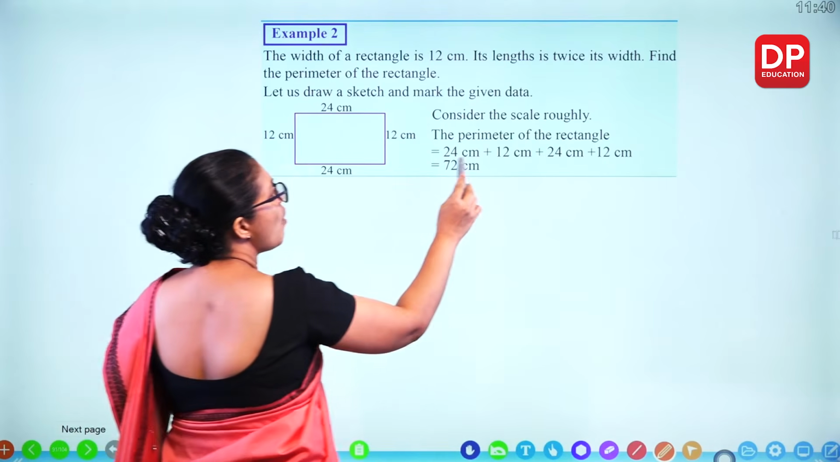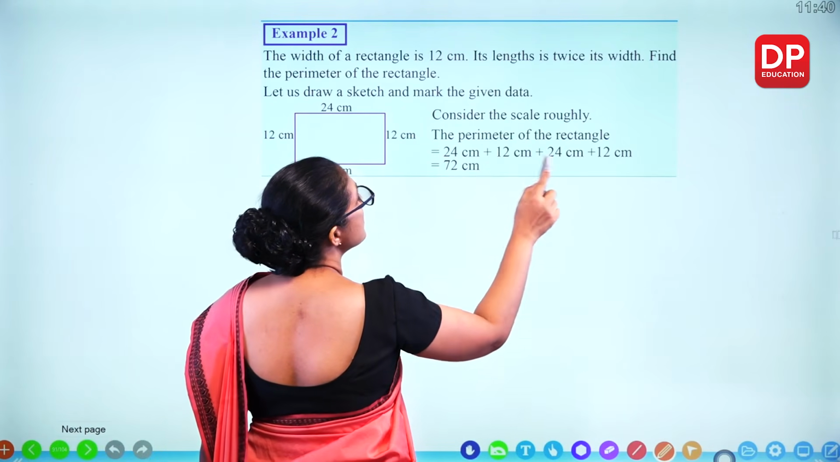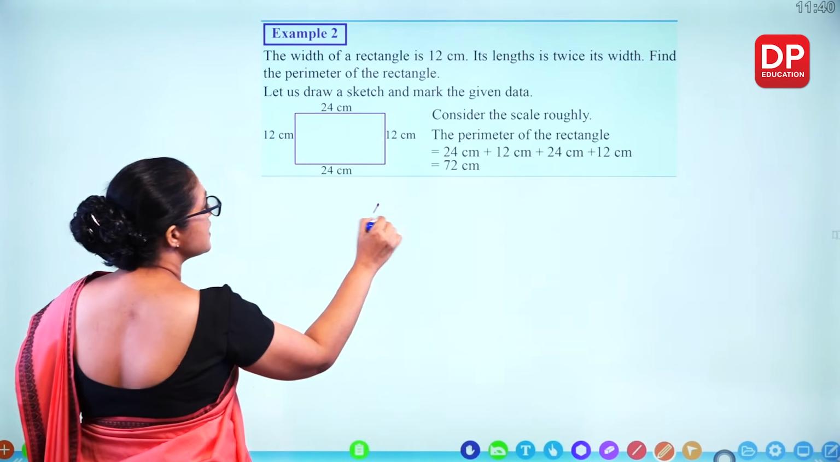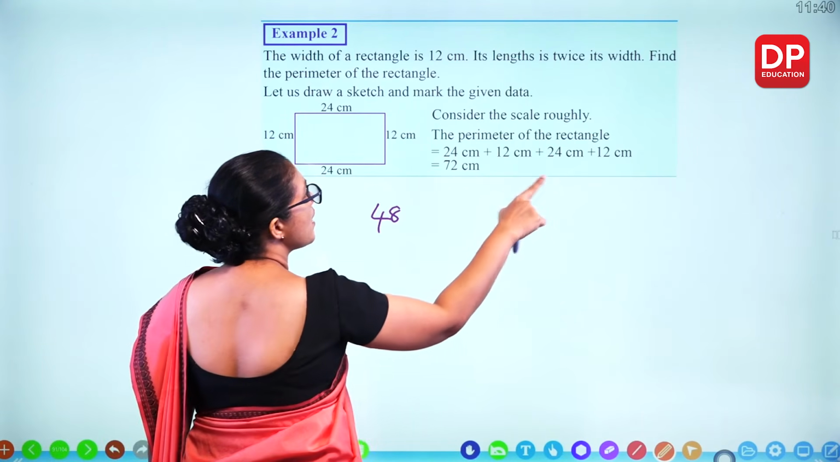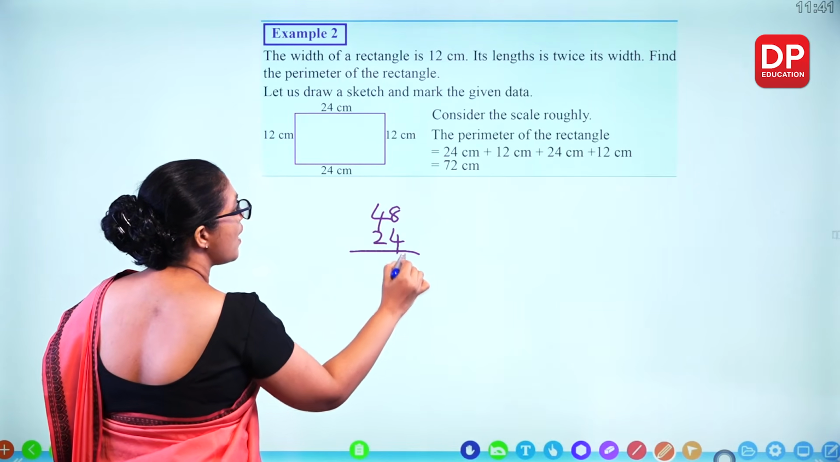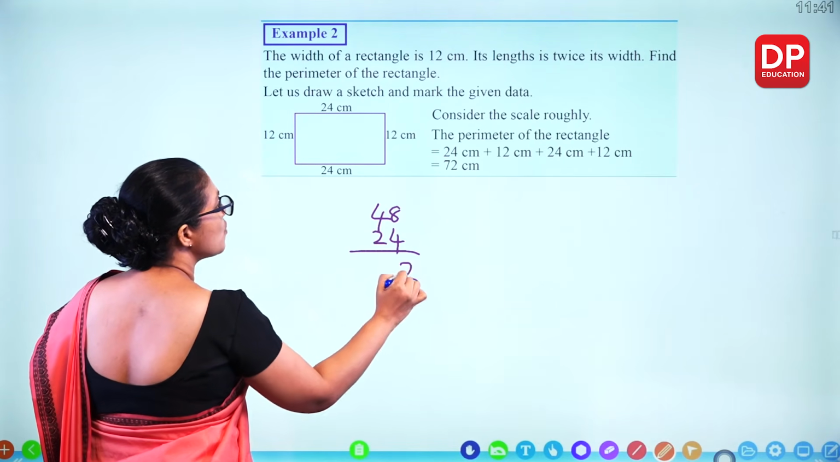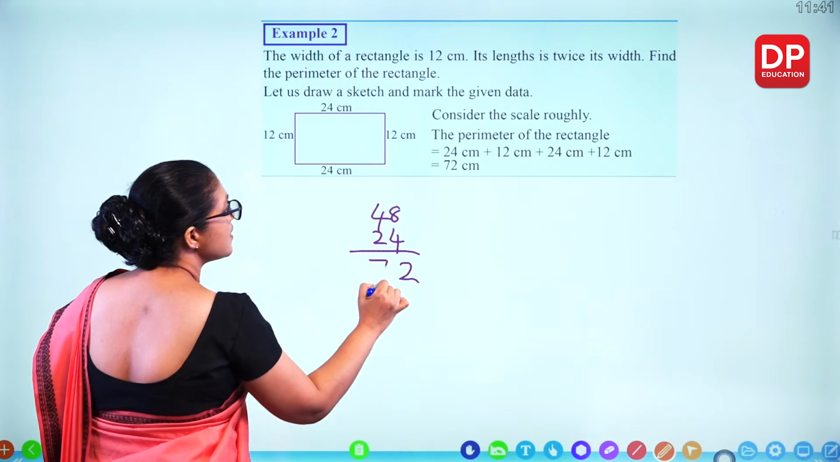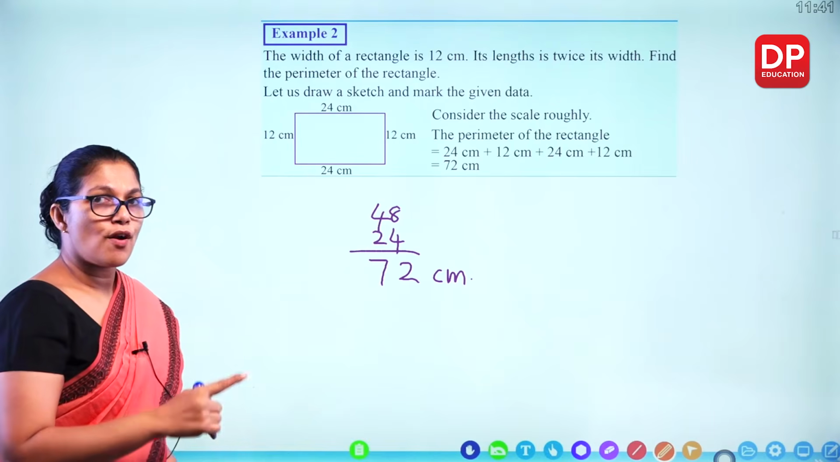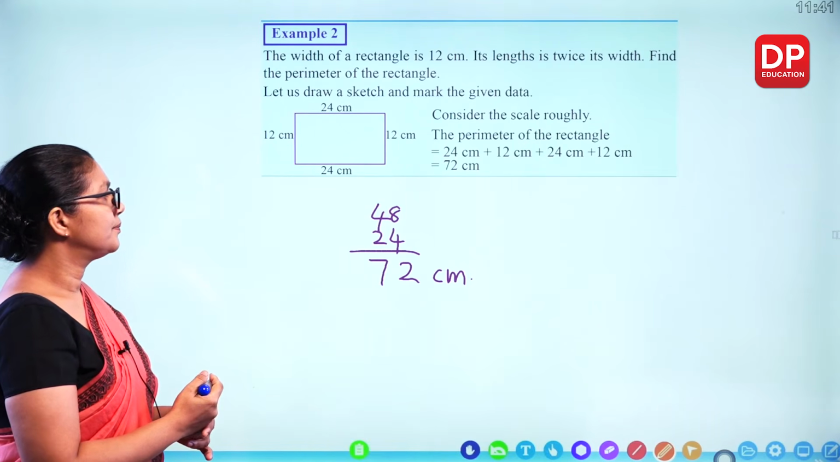So when you add all these, you get 72. 24 and 24, 48. 12 and 12 becomes 24. So when you add these two, you get 12, 1 and 7. 72 centimeters is the perimeter of this rectangle.